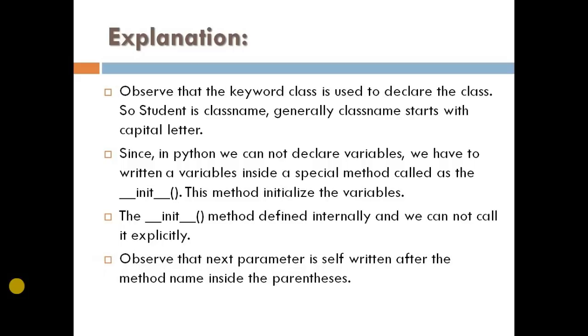The next point, observe that the next parameter is the self keyword. Okay, so self is written after the method name inside the parentheses. Self is a keyword. Self is a variable which refers to the current class instance or current class object.